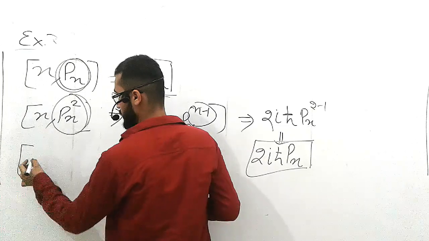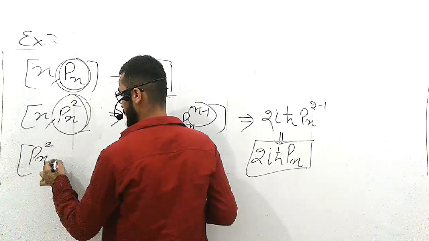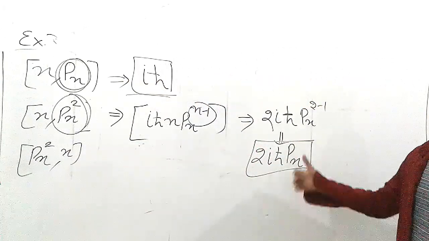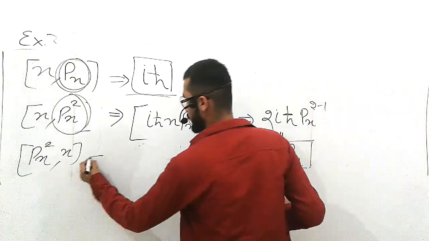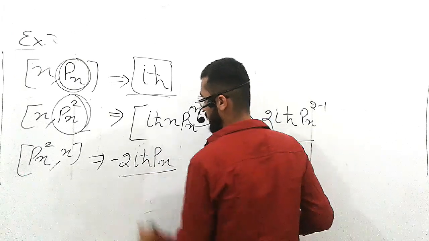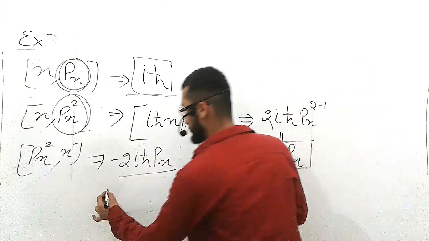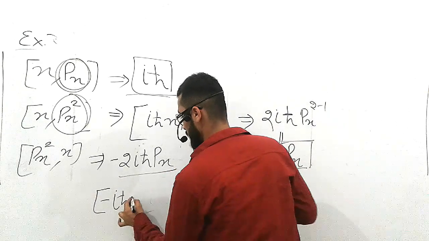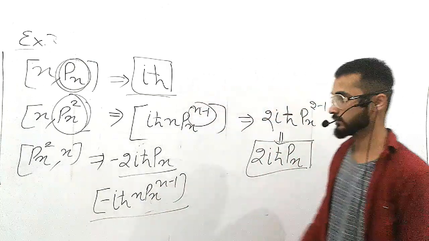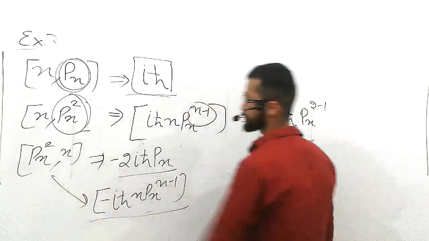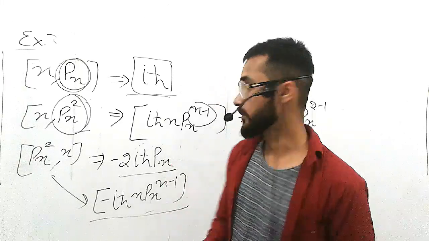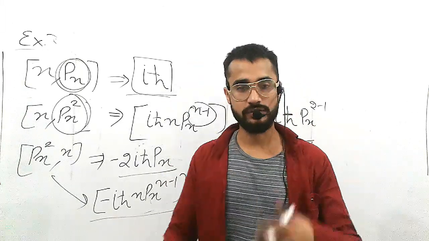Now what if I interchange the position, px square and x? So the result will be the same but opposite in sign. So it will be written as minus 2 iota h cross px, and the basic formula will be minus iota h cross n px power n minus 1. So these are the examples of commutators. Now based on these examples, I will solve some questions.